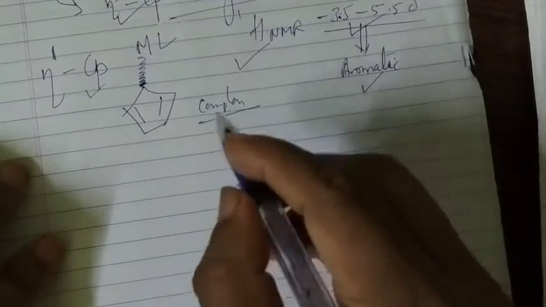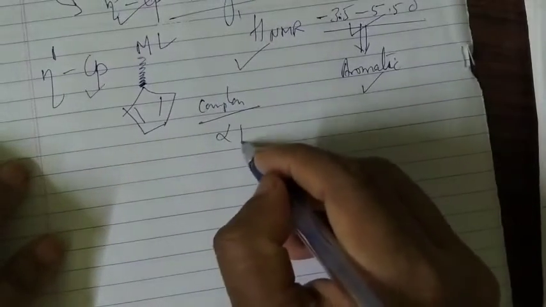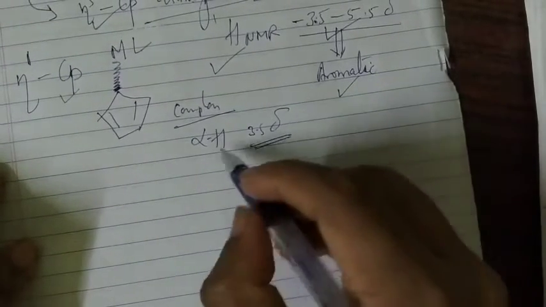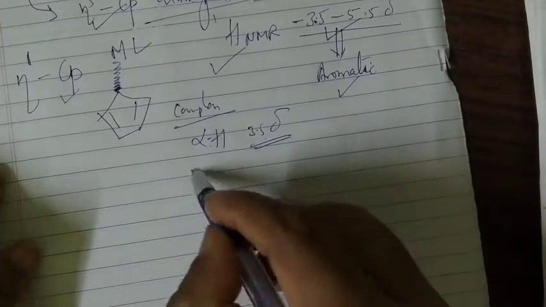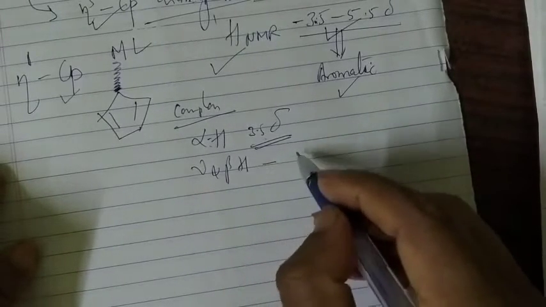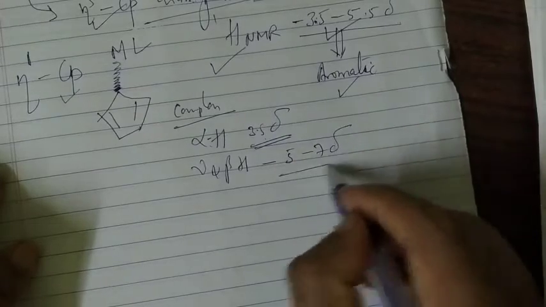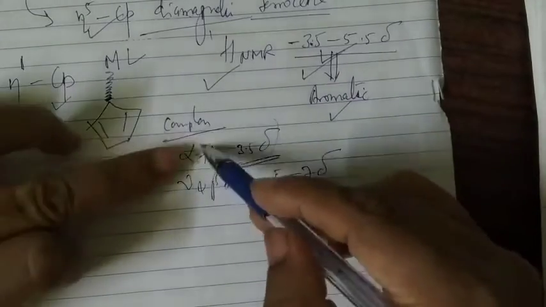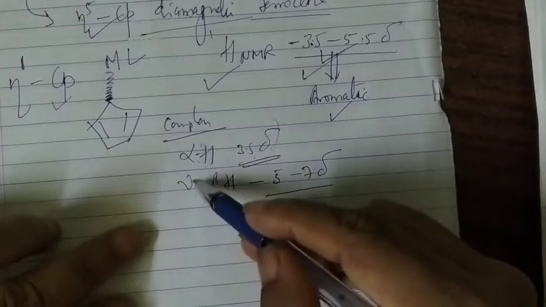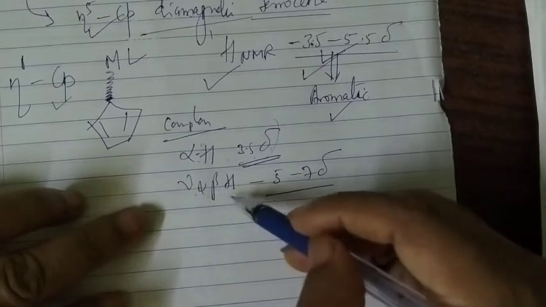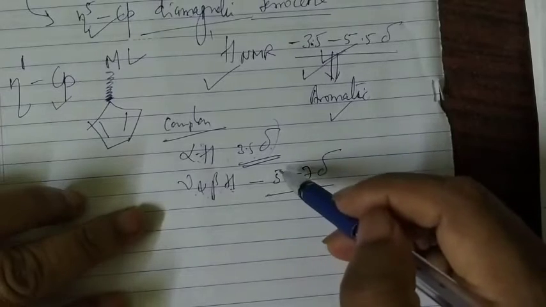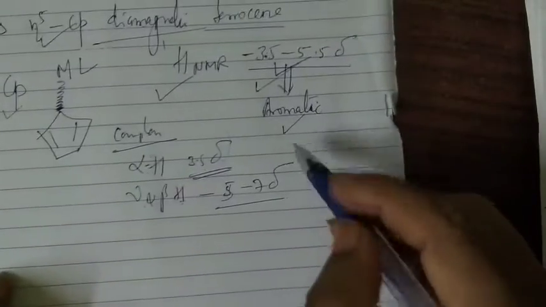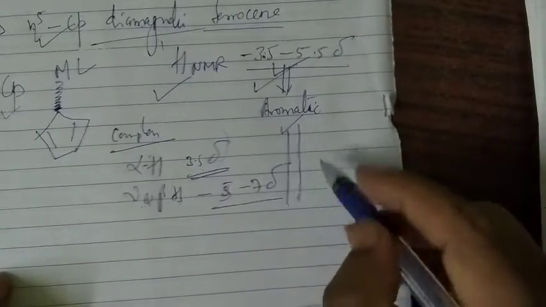In the NMR here there will be two regions. The alpha hydrogen appears around 3.5 delta, but the beta and gamma hydrogens occur at 5 to 7 delta. So there is a complication here, not simple like the eta 5 case. The alpha hydrogen shows at 3.5 delta, while the beta and gamma hydrogens show resonance in the range of 5 to 7 delta. This is because of fluxional behavior.